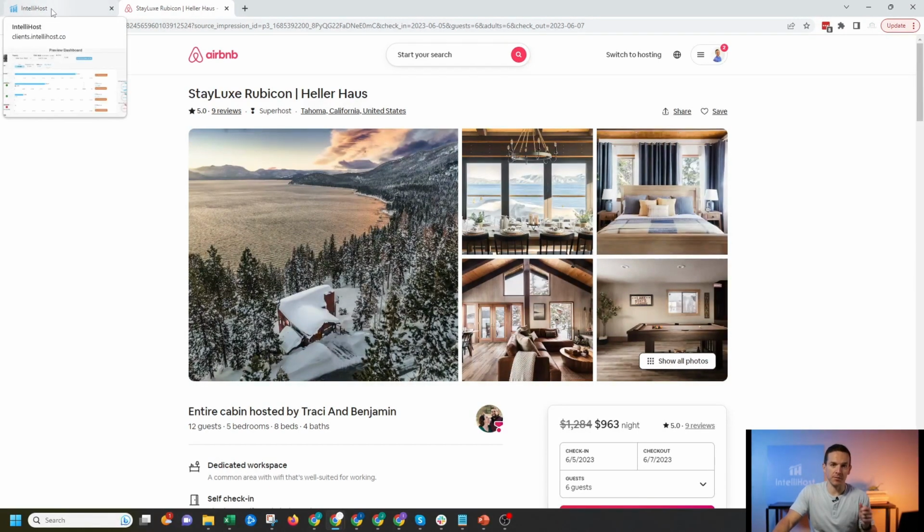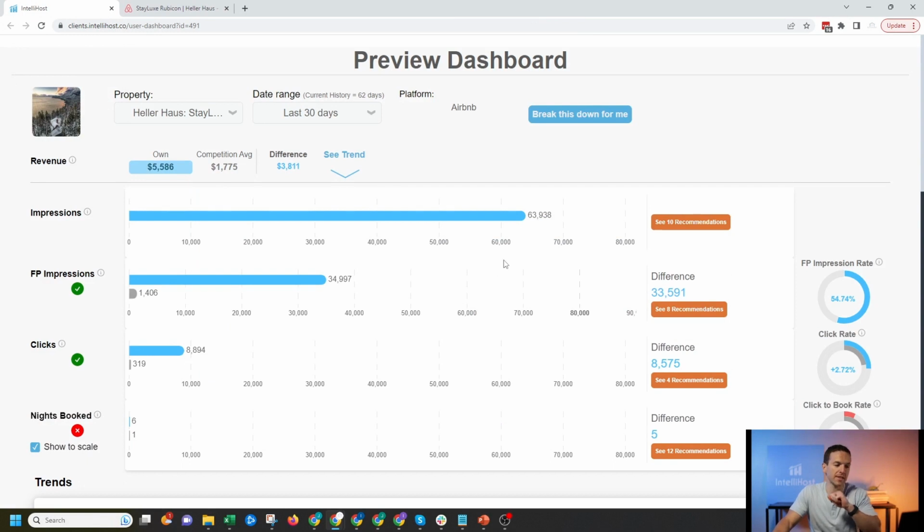Let's look at what it looks like in IntelliHost. You can see he's got almost 64,000 impressions on this property. That means he's probably been picked up on a special category with Airbnb. So he's getting tons and tons of impressions. You can see his first page impressions. He's got a 55% first page impression rate, which is right on par with what we usually see with our IntelliHost properties, 55% usually being average. And for being in a popular location, 55% is incredible.